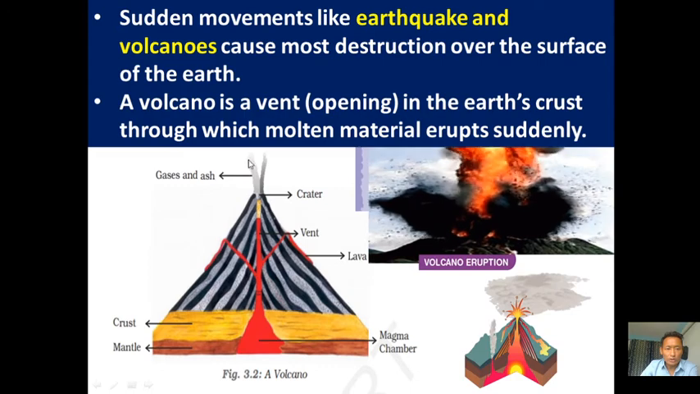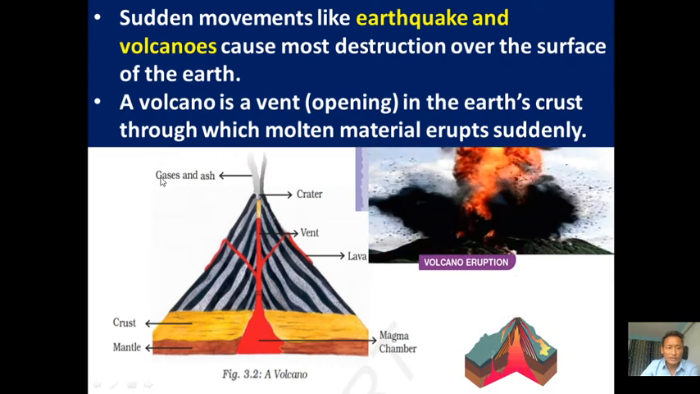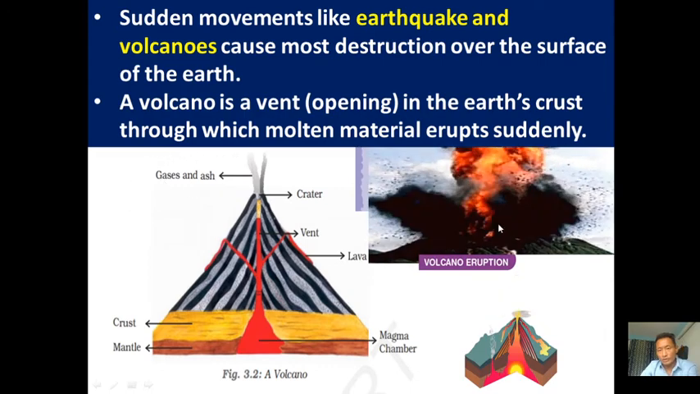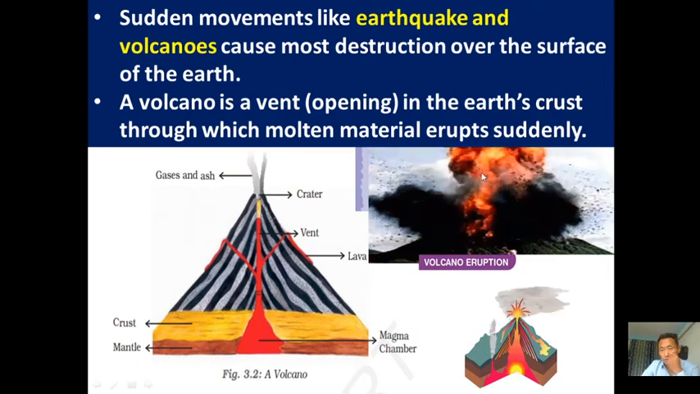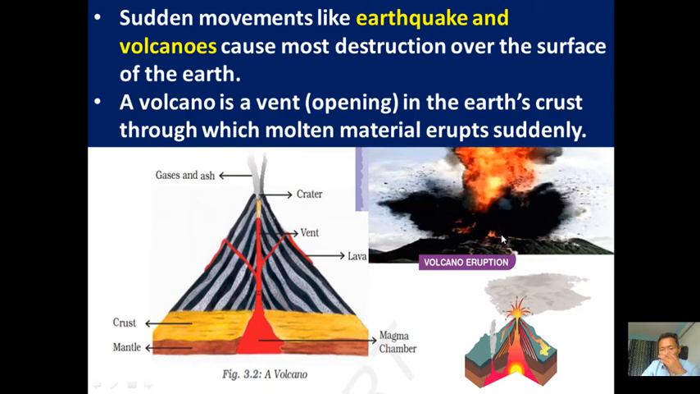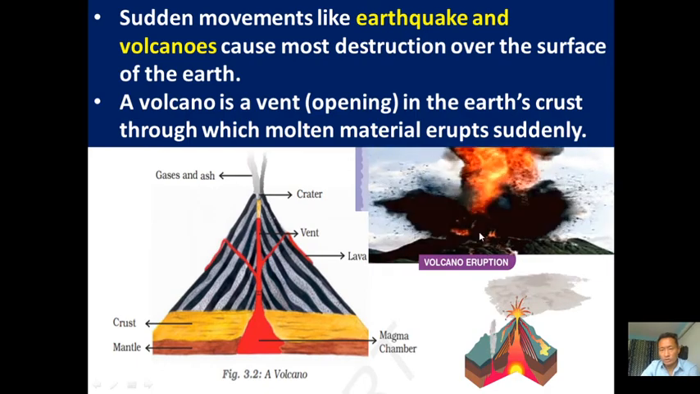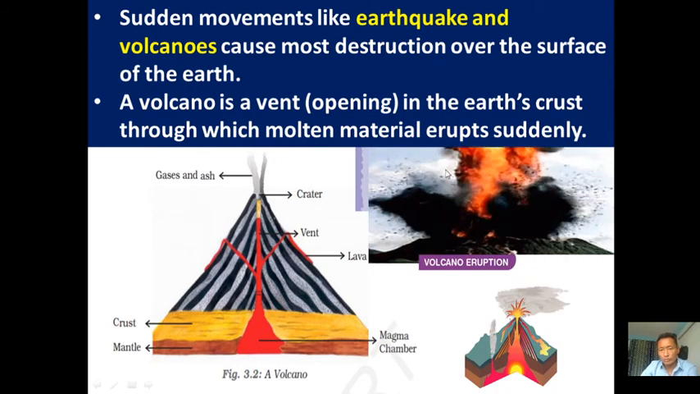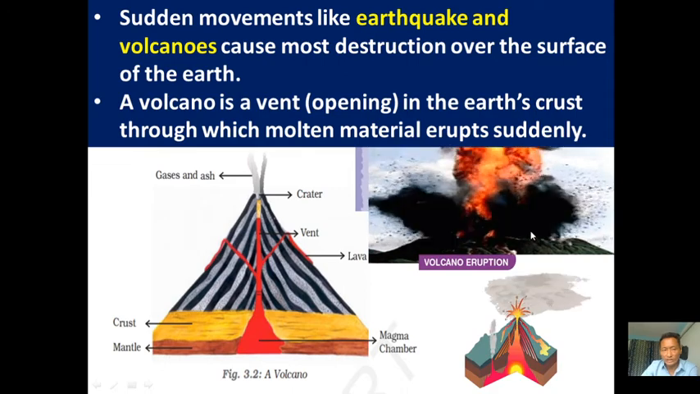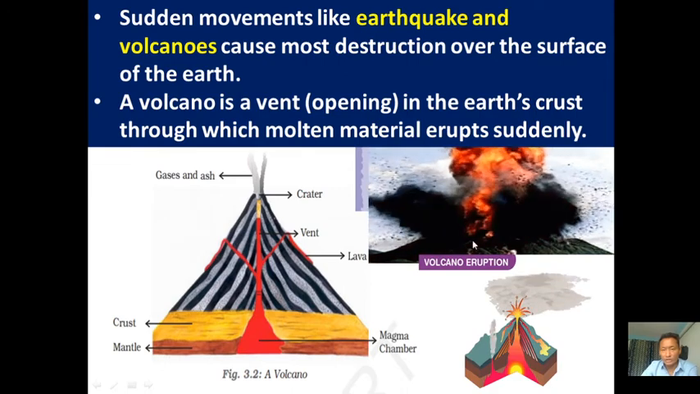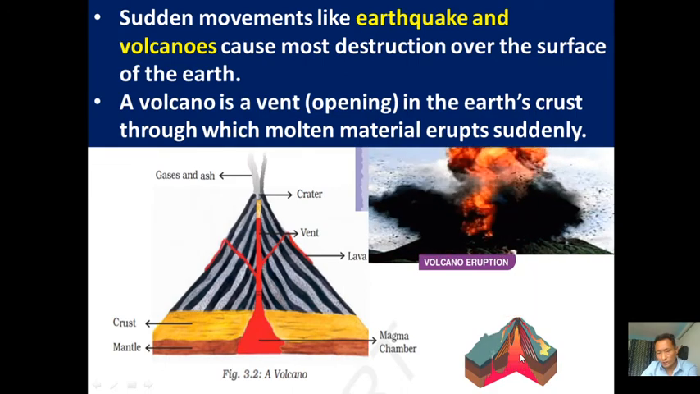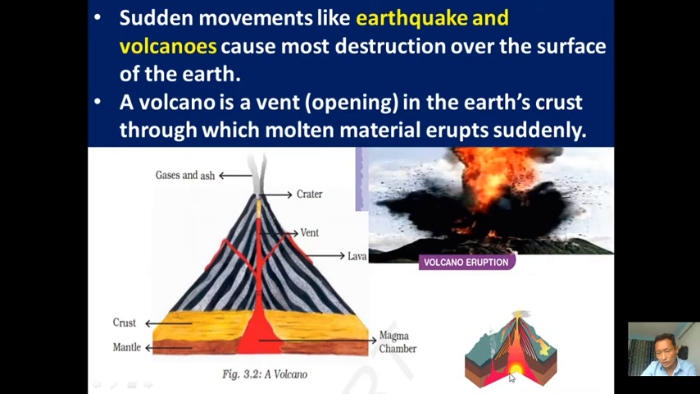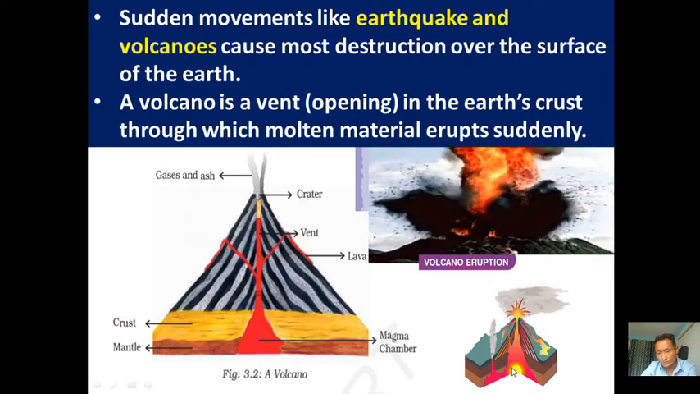Along with the volcano, it also releases lots of gases and ashes. This image shows how a volcano erupts. So this is the eruption of a volcano. Along with the eruption, it also produces lots of dust, gases and ashes on the surface of our earth. Again, this is the image of how a volcano erupts.